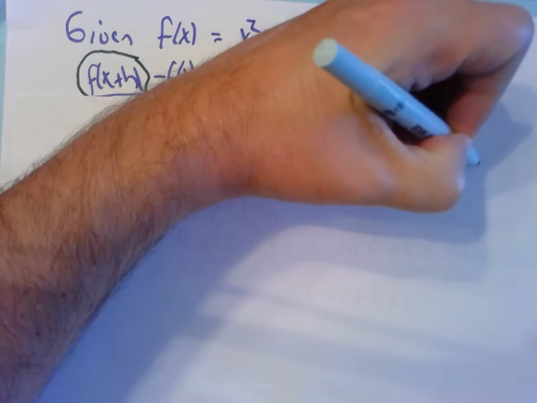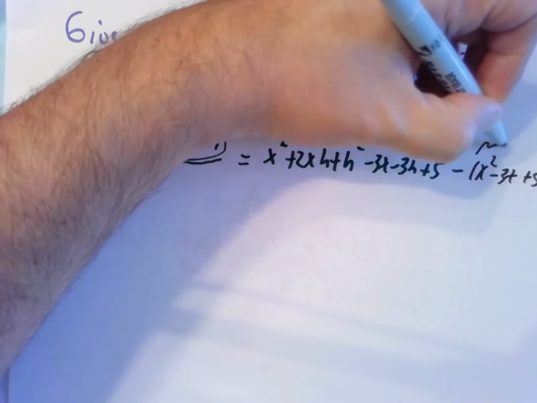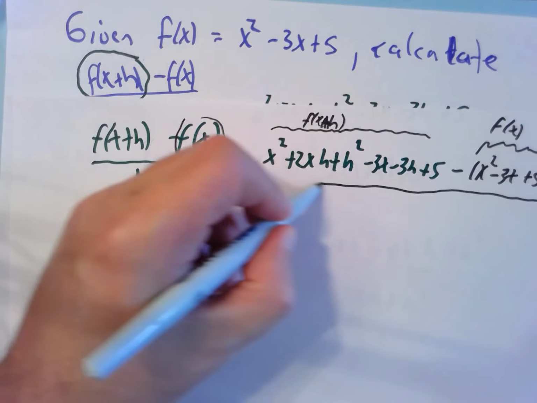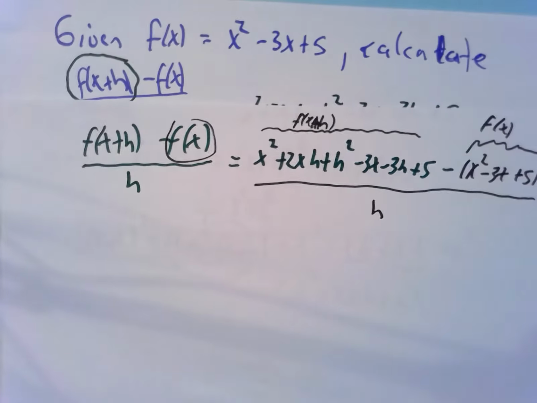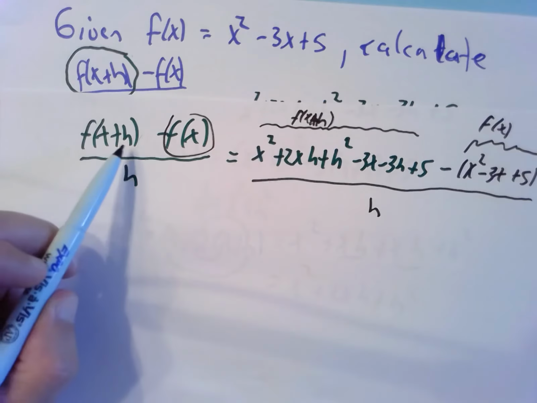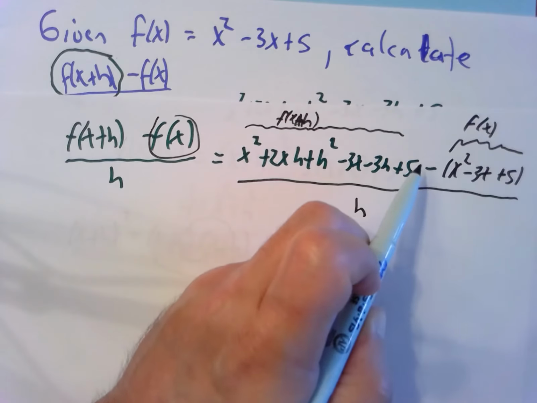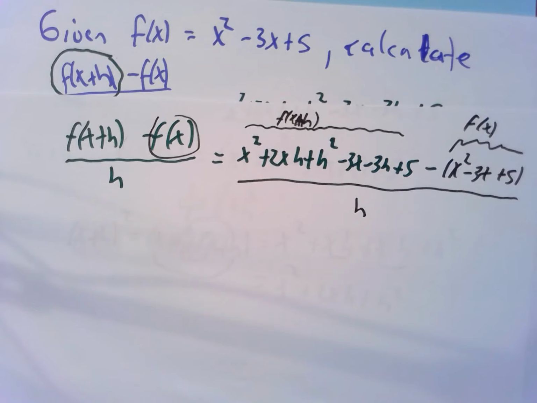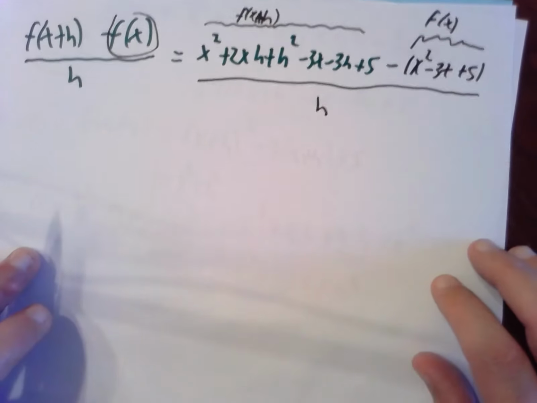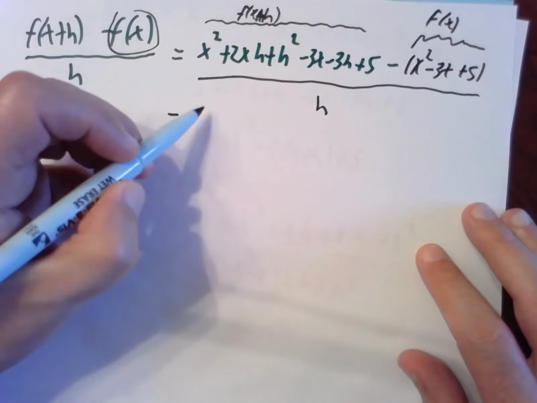x squared minus 3x plus 5. All of that is f of x. And this all goes over h. f of x plus h, that we had to do some simplifying on, minus f of x. I have to put that in parentheses because I'm going to have to distribute this minus all over h. Okay, now we just simplify. From this point on, it's just simplification. Equals. Okay, let's distribute this minus.